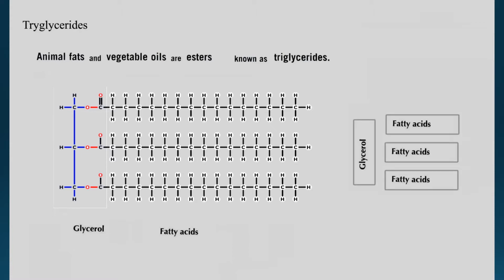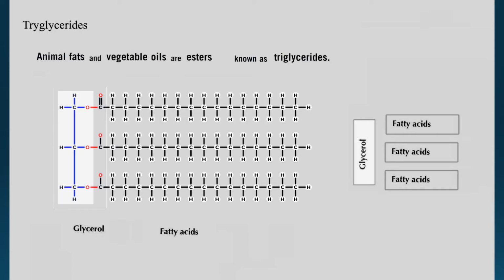What is triglyceride? They are made of three parts. You look onto the corner of the picture. They are made of a glycerol and three fatty acids. And now let's look at the fatty acid, which is a non-polar hydrocarbon chain.